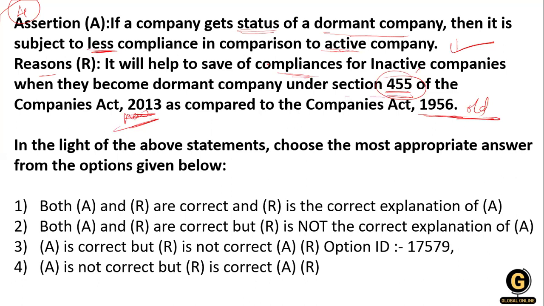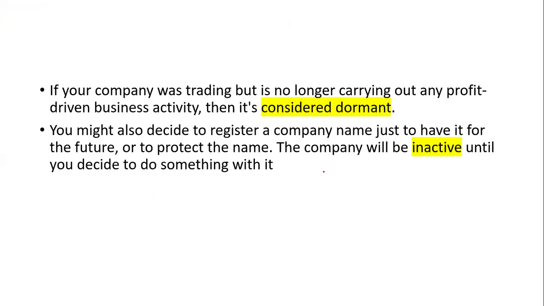The answer to this question I will tell you in another question, where I will explain what an inactive company is and what the difference is between a dormant company and an inactive company. So the option where both statements are true: the assertion is true, and the reason is also true, because this is given as the compliances of the dormant company. It is given in Section 455 of the Companies Act 2013. So A is right and R is also correct, and it correctly explains A, because it is given in the section.